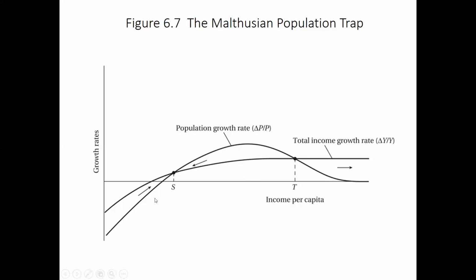And so you can see that if you're at a point like here, where the growth of income is bigger, for this level of income per capita, the growth of income is above the growth rate of population. So this will lead to an increase in income per capita. You'll move in this direction towards point S. S is an equilibrium. If you start with income per capita S, the growth rate of the population is exactly equal to the growth rate of income, and so income per capita is constant, and you stay there.